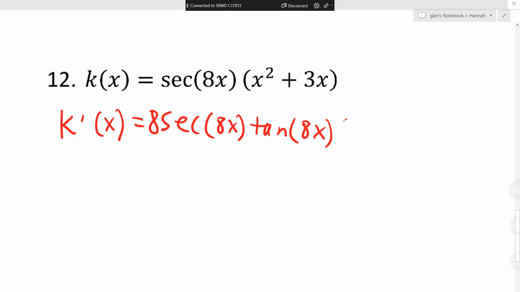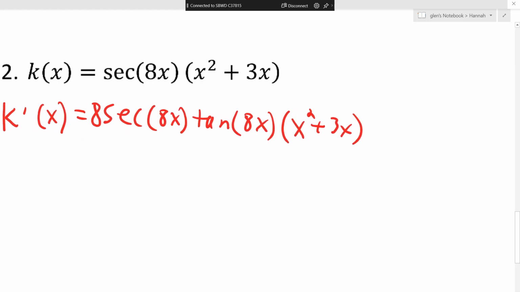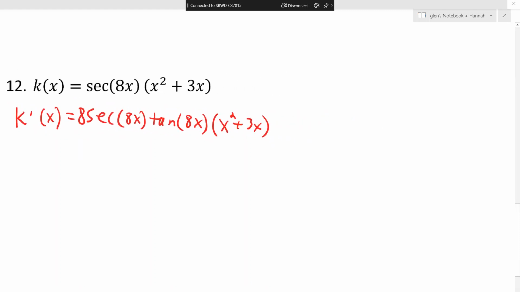And we multiply that by the second set of parentheses. Plus, we're going to leave the first thing and multiply by the derivative of the second thing. And that's that. Not too shabby.